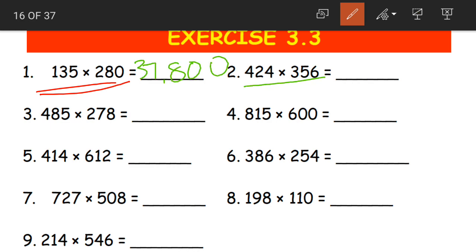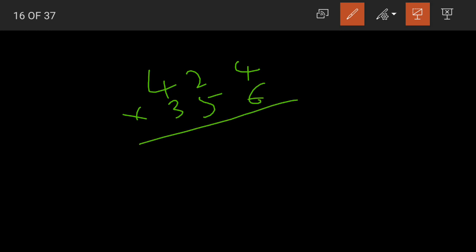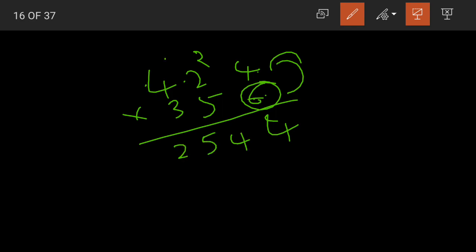Next, 424 into 356. Now this is multiplying a 3-digit number by another 3-digit number, starting with the digit in ones place. 6 4s are 24, 2 carried, 6 2s are 12 plus 2 is 14, 6 4s are 24 plus 1 is 25.